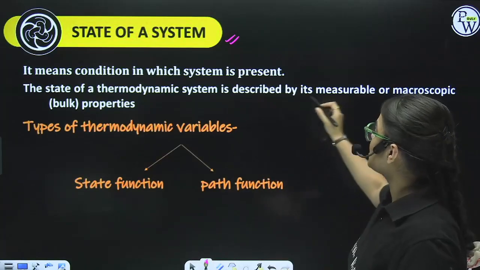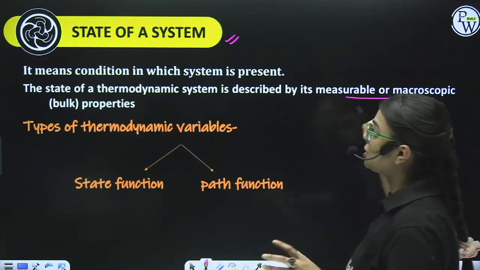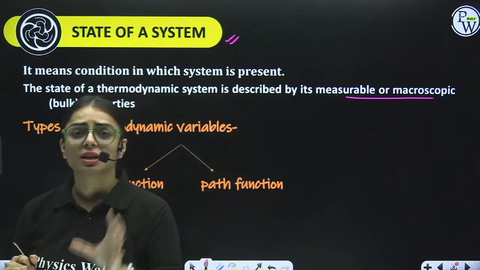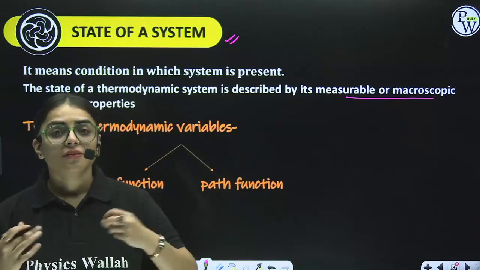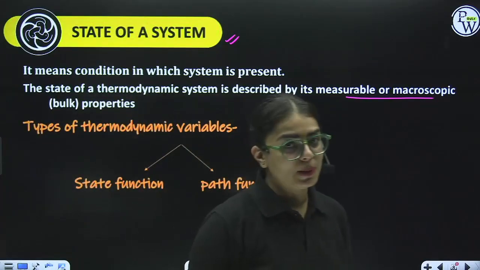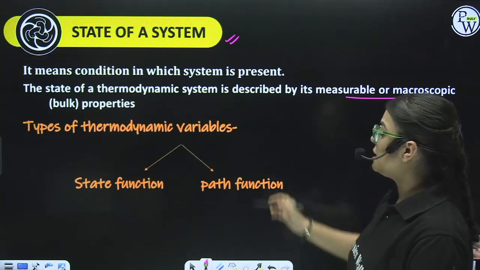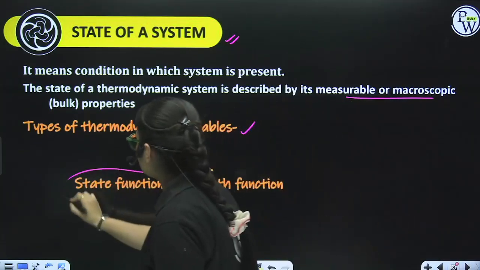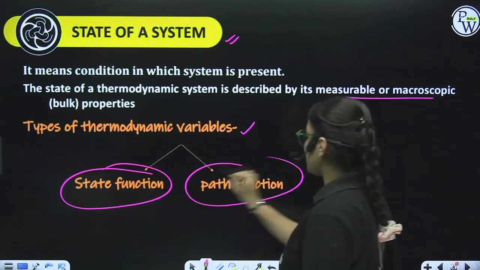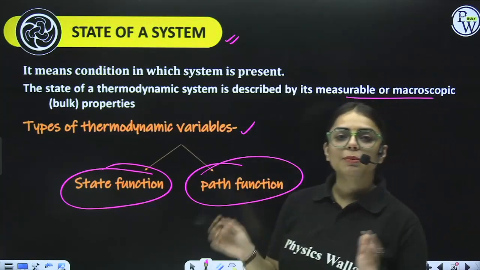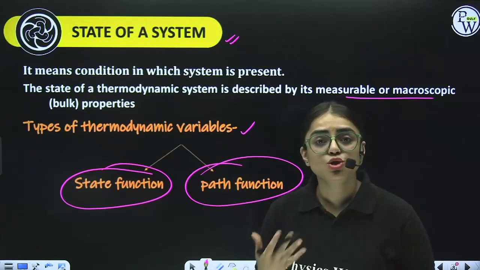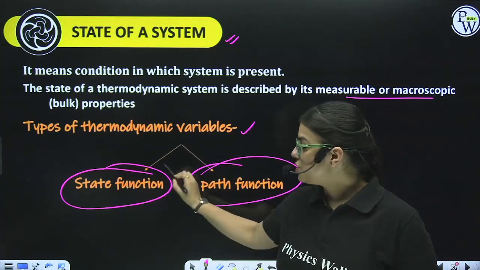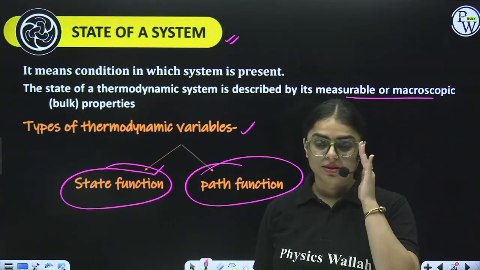So the state of a thermodynamic system is described by measurable or macroscopic properties. You can define state in terms of pressure, volume, temperature, number of moles. That means according to the state variables, right? Now, students, there are types of thermodynamic variables that we are going to understand. One is your state function, another one is your path function. Any of the thermodynamic variables can be explained by these two terms, state function and path function.